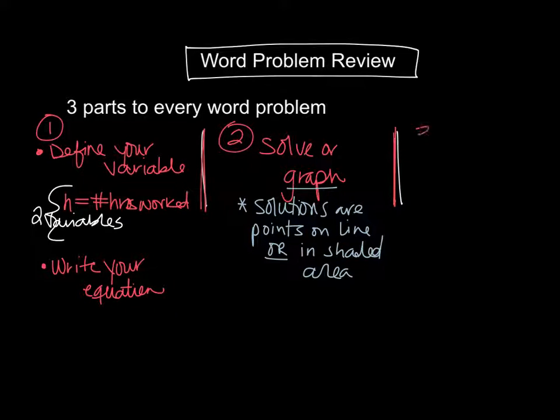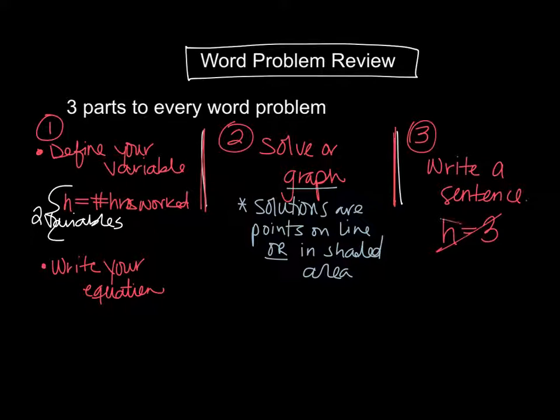All right, and then my third step will always be to write, and this doesn't matter what kind of equation you have, it will always be to write a sentence. You always need to explain what your solution means in terms of the problem. So I don't just want you to tell me like H equals 3. I want you to say he worked for 3 hours, right? That whole hours example I'm just kind of making up, but just make sure you know you have to write a sentence. You cannot just tell me what it equals.